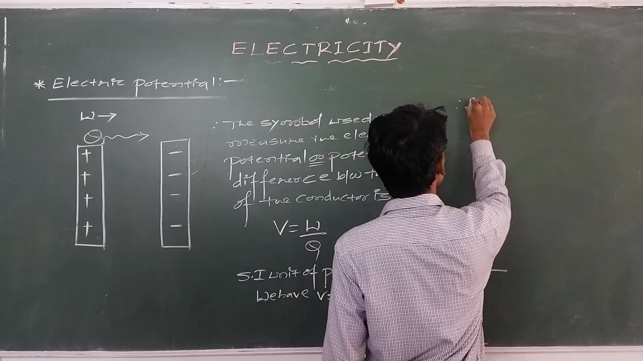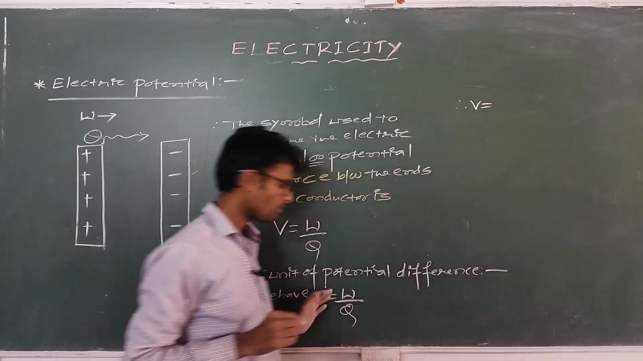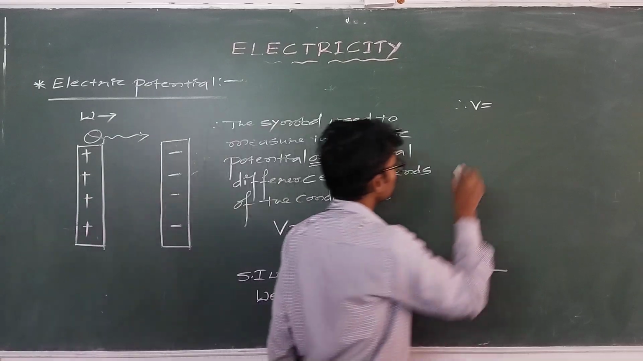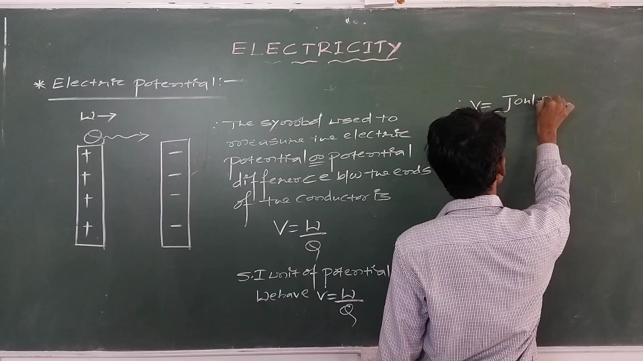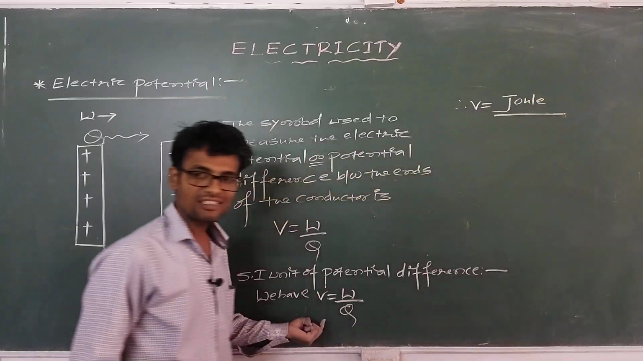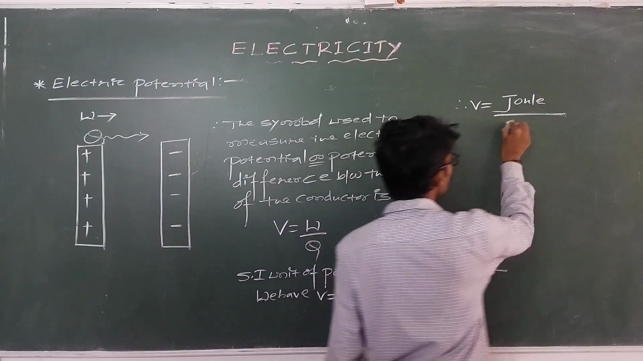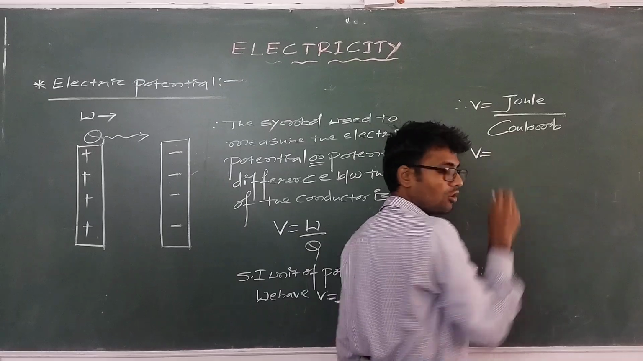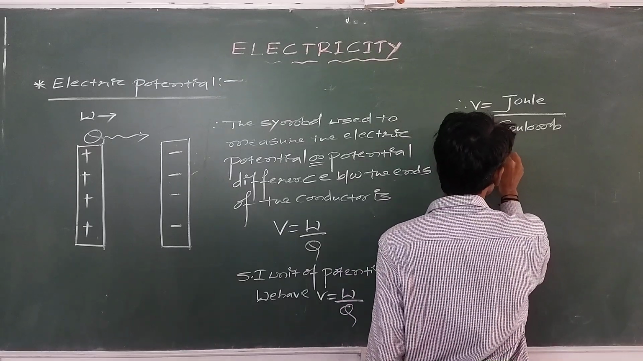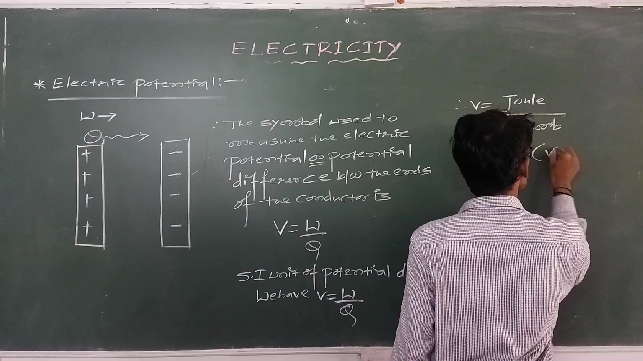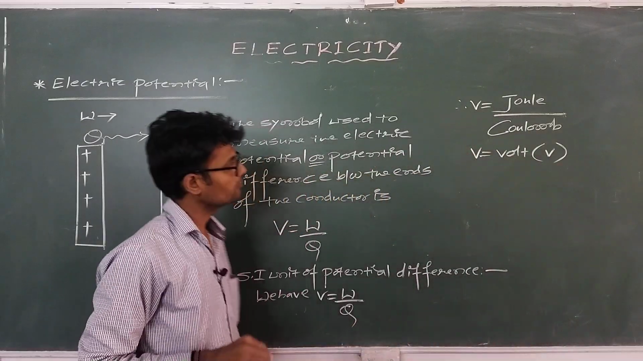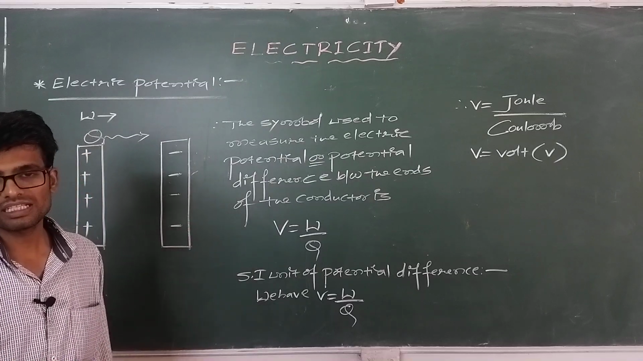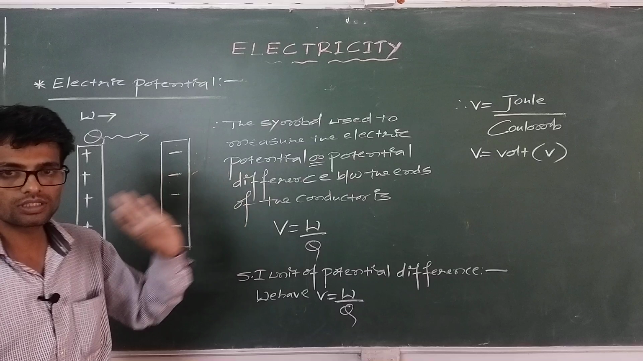So V is equal to W, where work done is measured in joule, divided by charge flowing, which is measured in coulomb. So V equal to joule per coulomb. Joule per coulomb is a volt and its symbol is V. Therefore remember the SI unit of electric potential or potential difference is the volt.